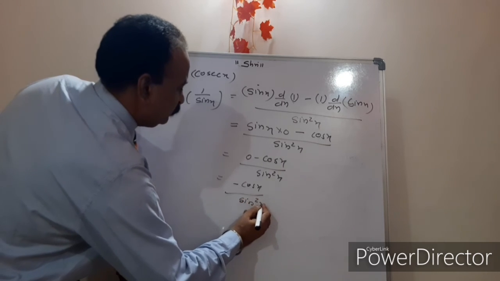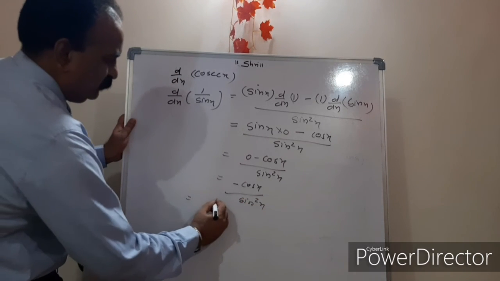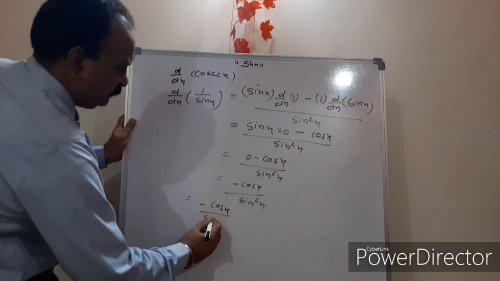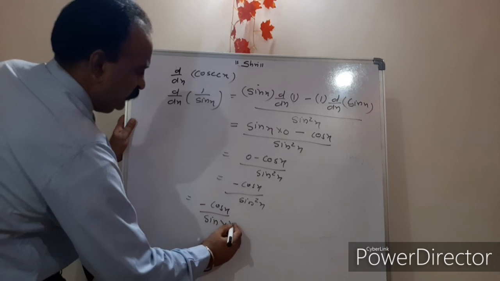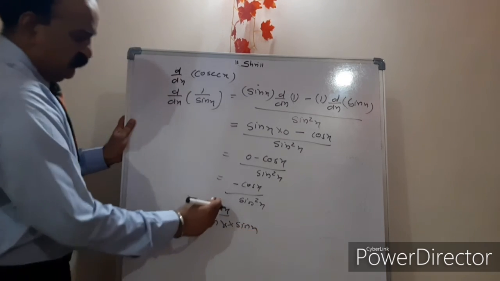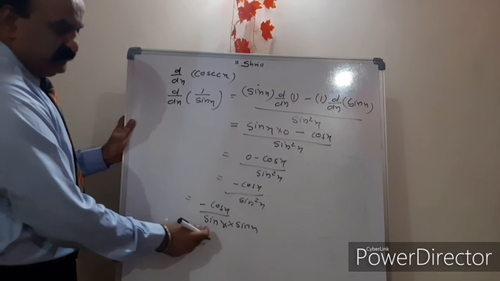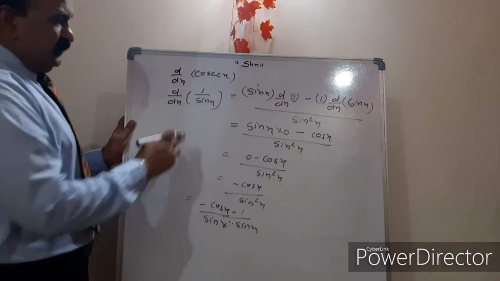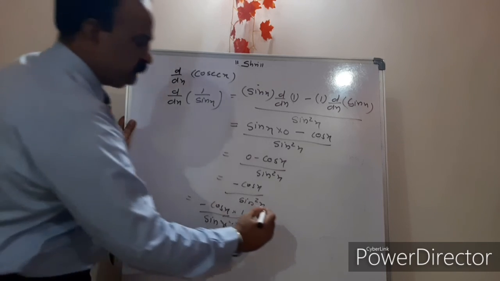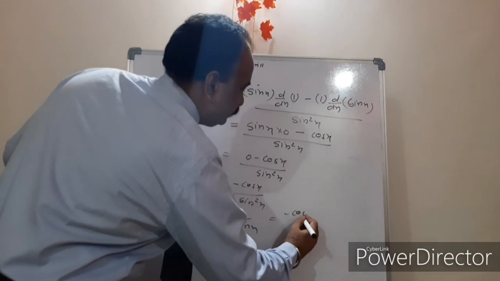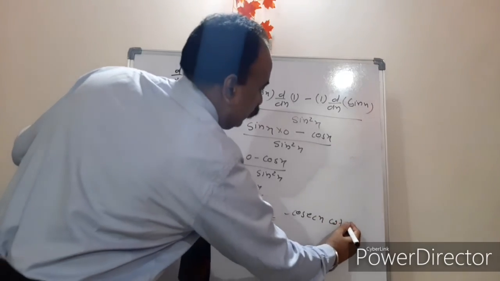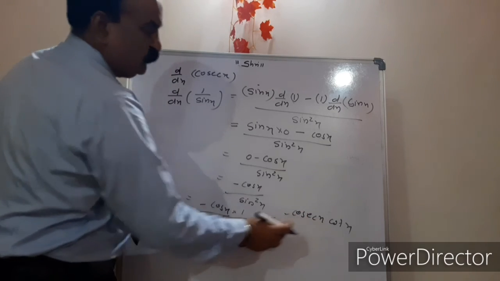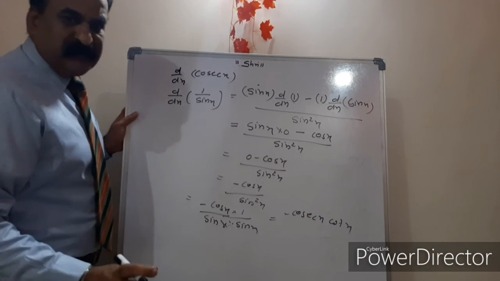Now you can write cos x upon sin x into 1 upon sin x. Cos x upon sin x means cot x, and 1 upon sin x is cosec x. It means the differential coefficient of cosec x is minus cosec x cot x. I hope this is clear to you now.